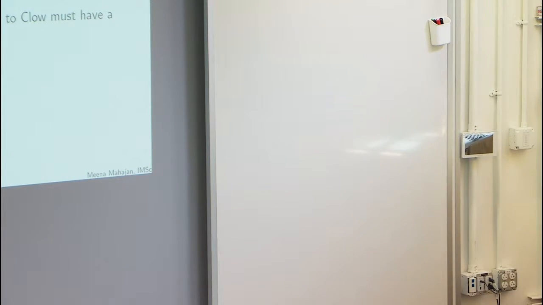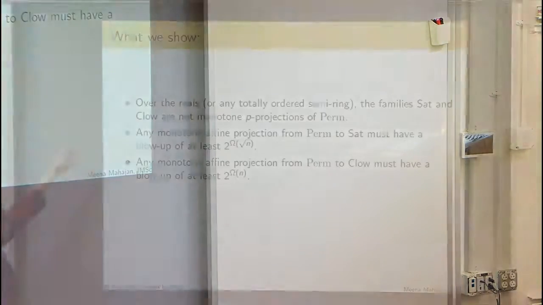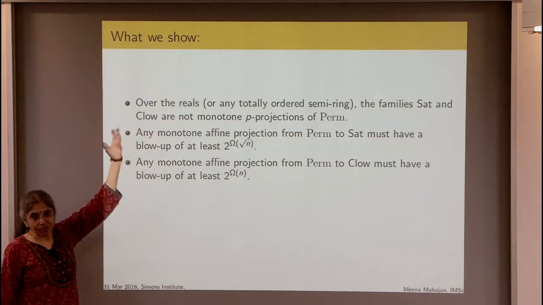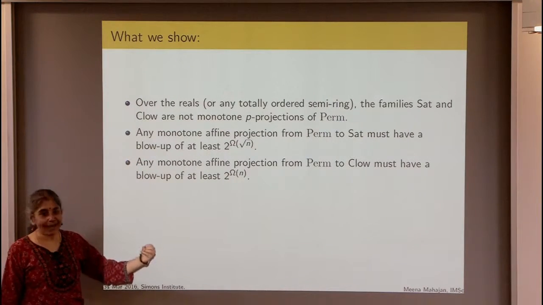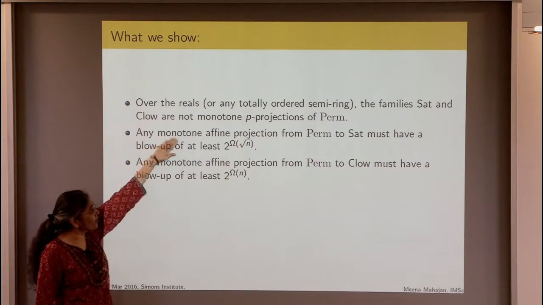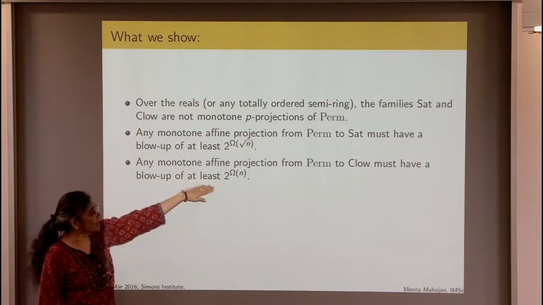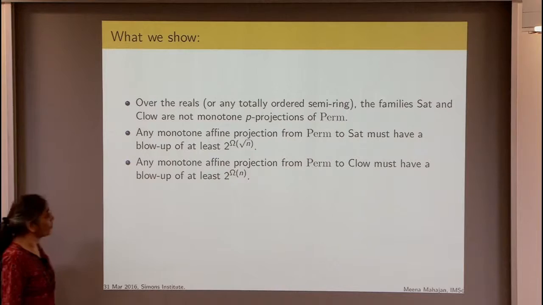Now, this is exactly the same in spirit as this result by Grochow. These are not conditional results. They're just saying that monotonicity is a real restriction and you cannot do this. In fact, specifically, if you project down from the permanent to get Sat using only non-negative constants, then the blow-up will have to be 2 raised to square root n. If you project down to Clow, then the blow-up will have to be 2 to the omega n.